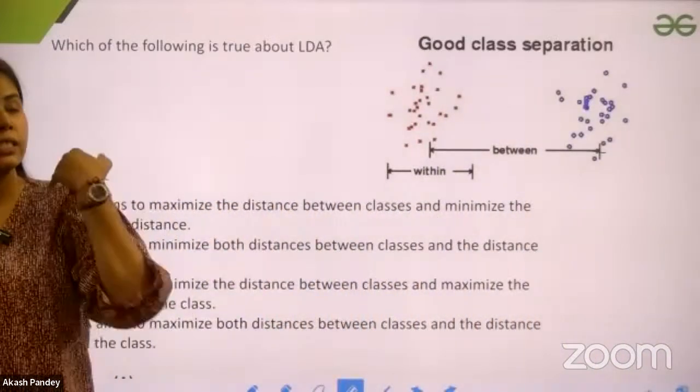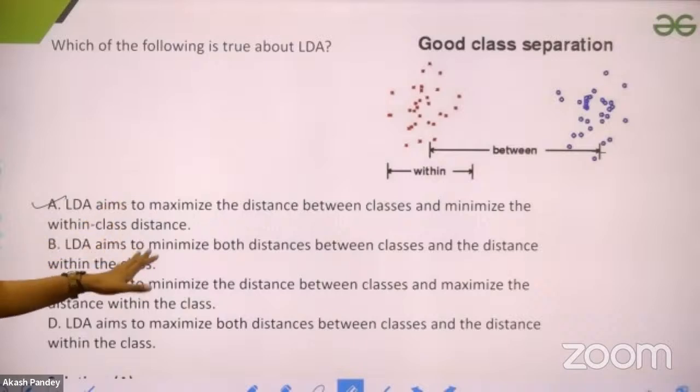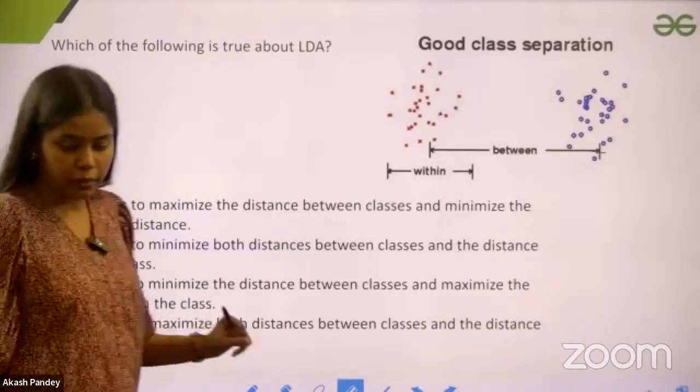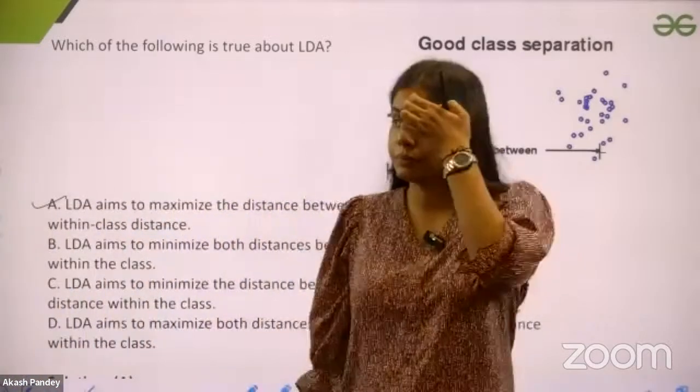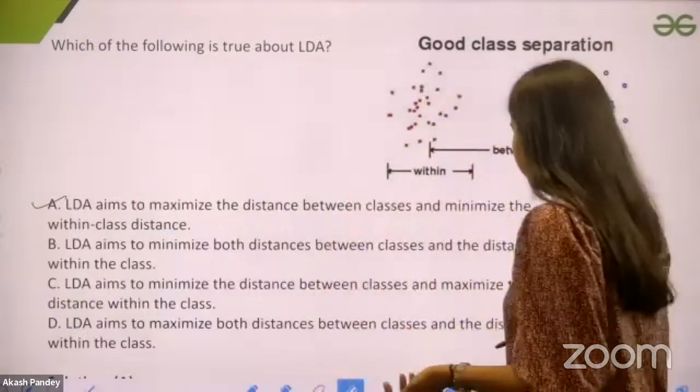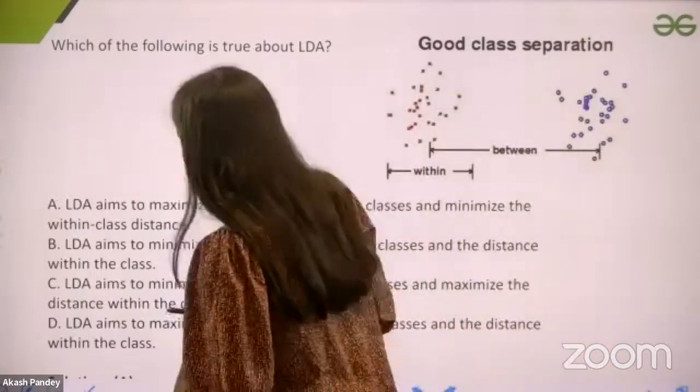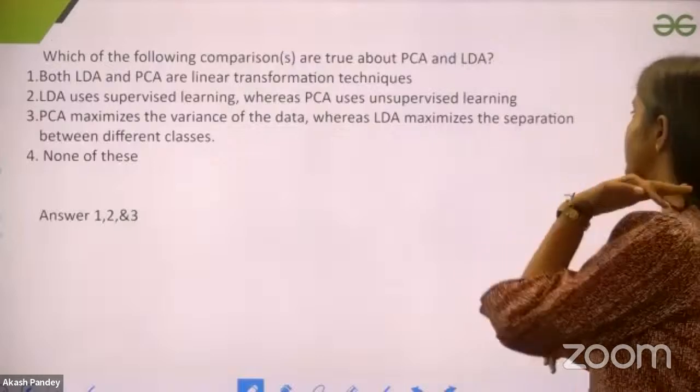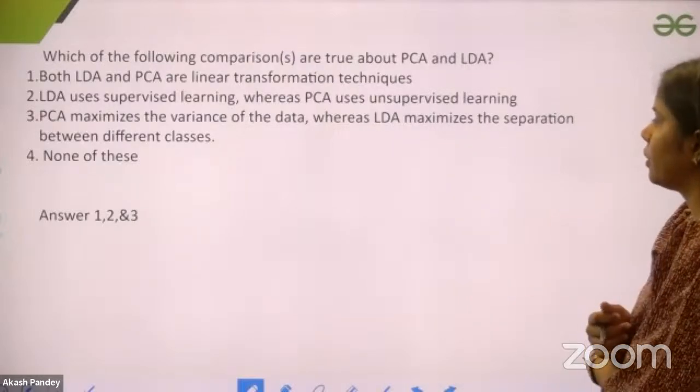Now let me know, guys, if this is clear: LDA aims to maximize the distance between classes and minimize within-class distance. Let me know if there is any confusion. Okay, let's solve more questions then. Which of the following comparisons are true about PCA and LDA?